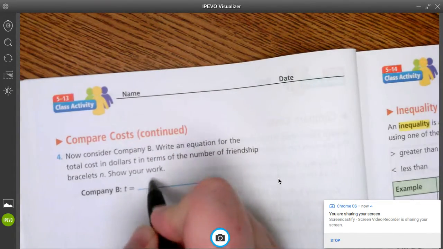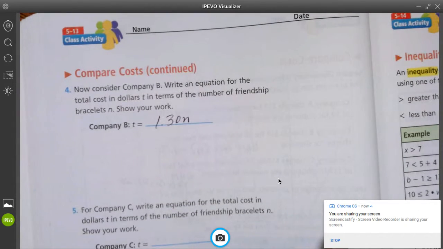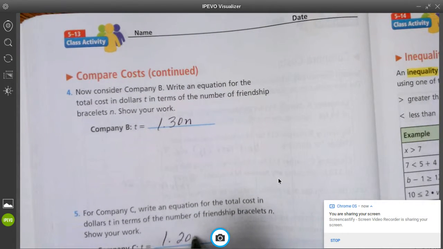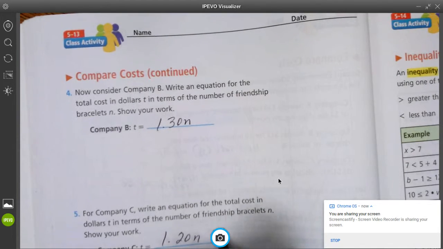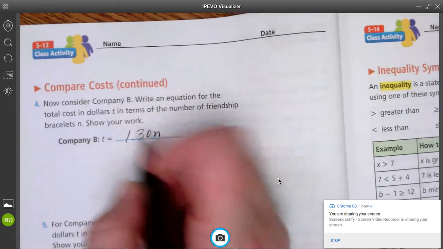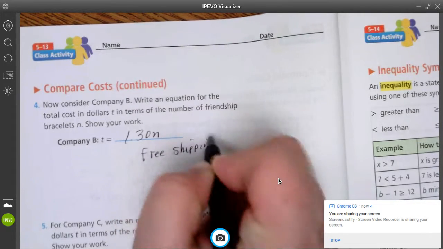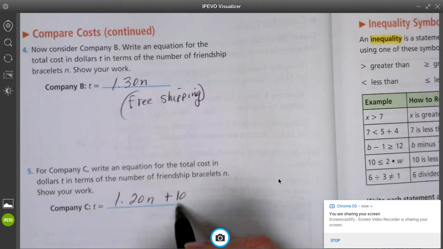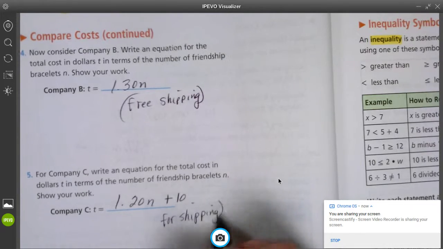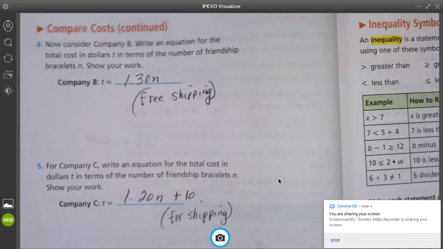So this is just going to say $1.30 times N, the number of bracelets bought. Here we have $1.20 times N plus 10. Don't forget the 10 on that one, because company B had free shipping. Company C adds $10 for shipping. Which reminds me of company A, they added $4 for shipping, so we've already taken a look at that.